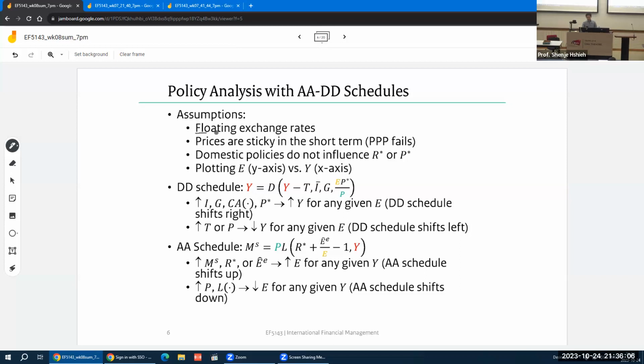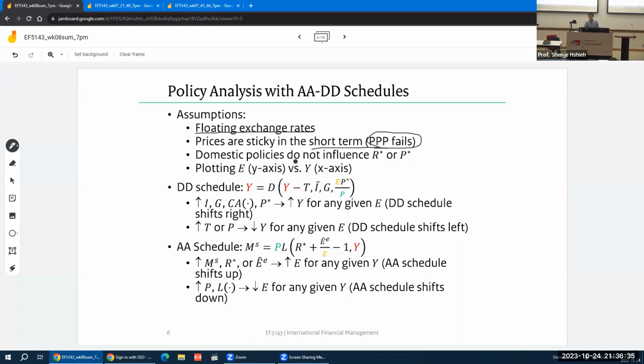We have to assume that exchange rates are floating, meaning that there's no manipulation or management of the exchange rates. Central banks don't care if the exchange rate between the dollar and Chinese yuan is 7, 8, or even 1-to-1. They don't care. And prices are sticky in the short term, which means that we allow PPP to fail in the short term, but we will try to impose PPP when we can in the long term.